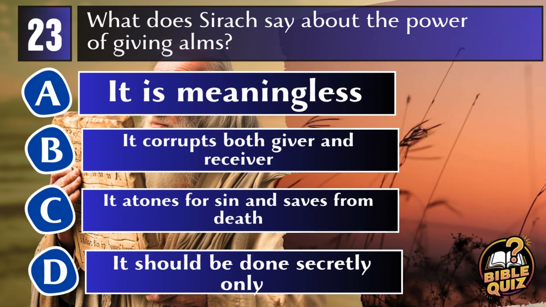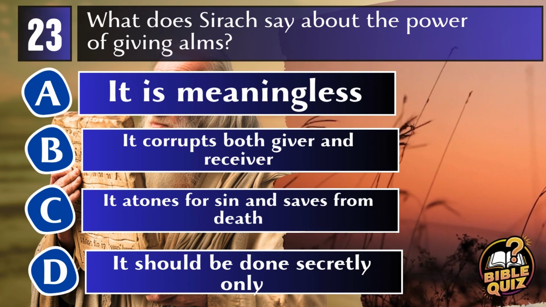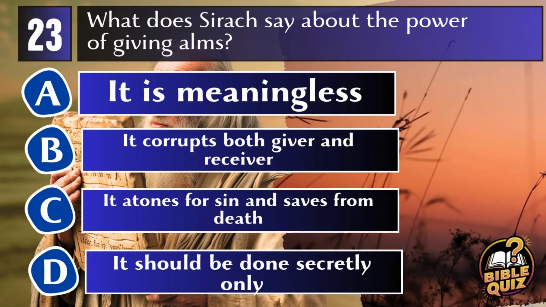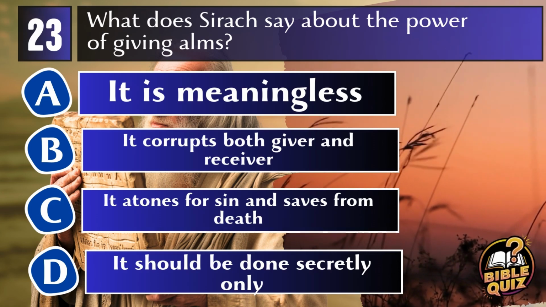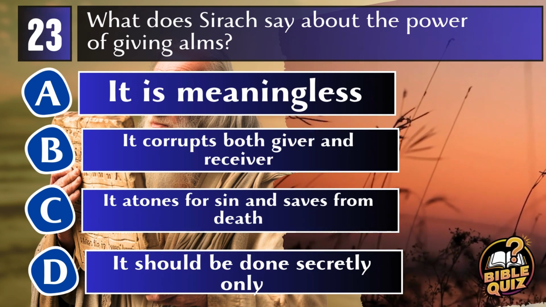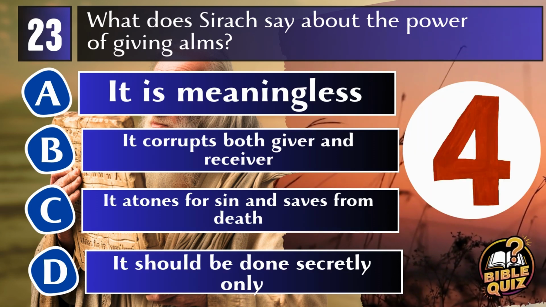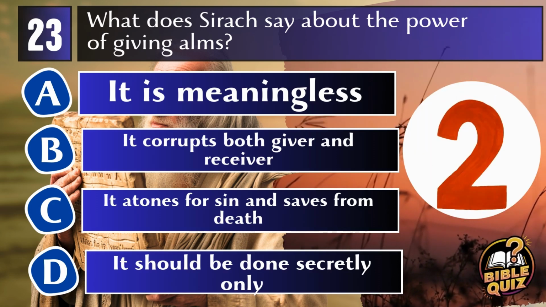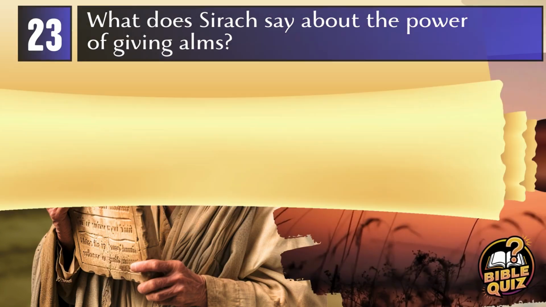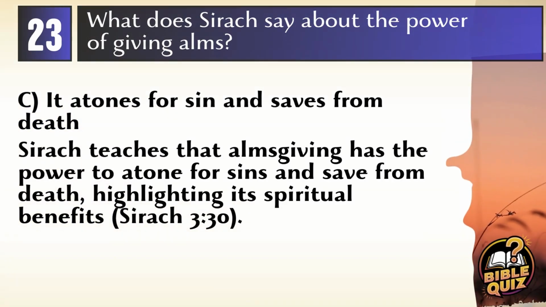A. It is meaningless. B. It corrupts both giver and receiver. C. It atones for sin and saves from death. D. It should be done secretly only. Answer: C. It atones for sin and saves from death.